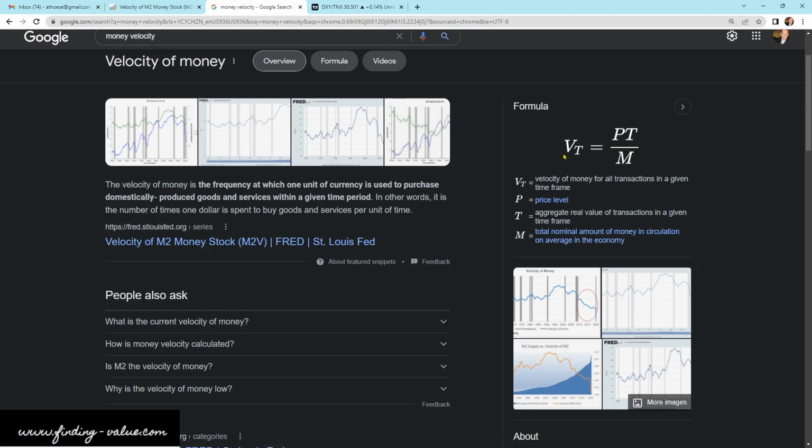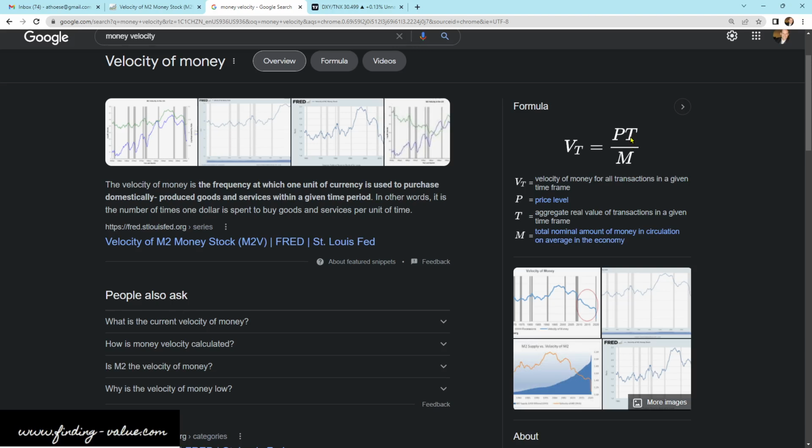Now, in order to get velocity, either your price level has to go up, or your aggregate real value of transactions in a given time frame goes up. And I think what's going on is if we have a shortage of products, we don't have as many products in there, the price level is definitely going up. We can see that all around us. But I also think that the aggregate real value of transactions in a given time frame is also increasing.